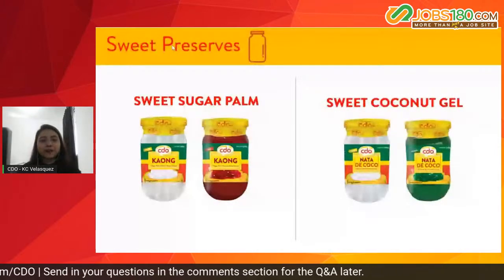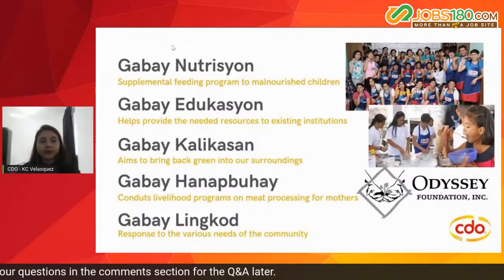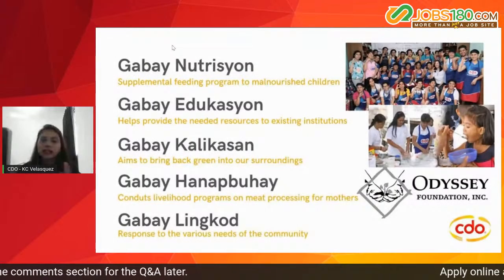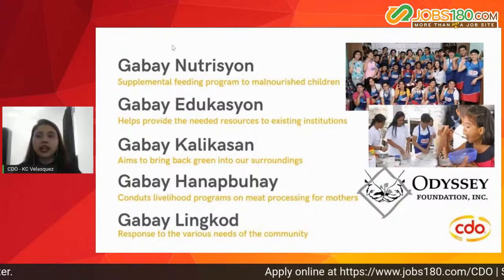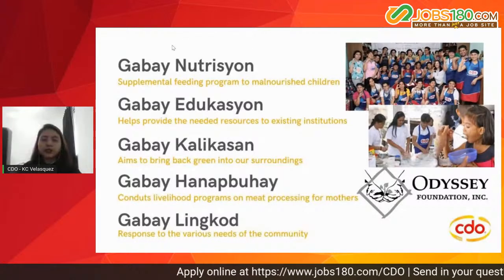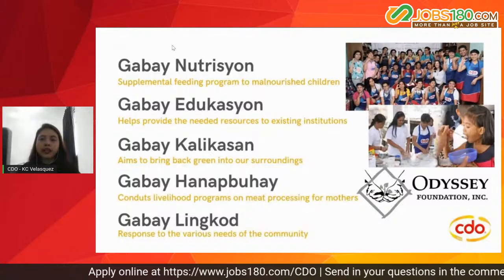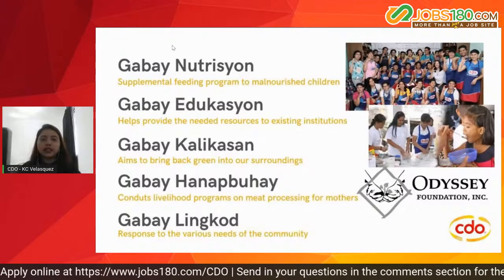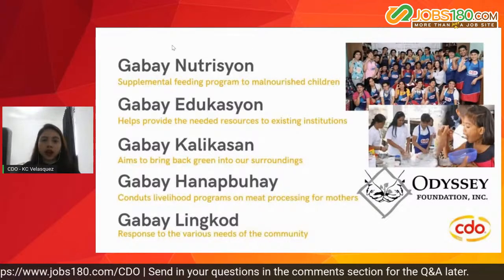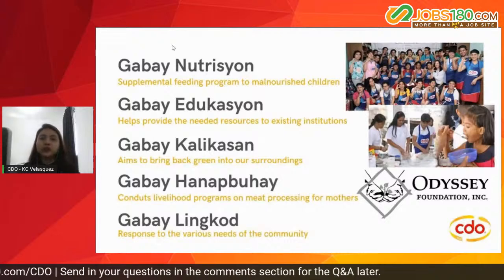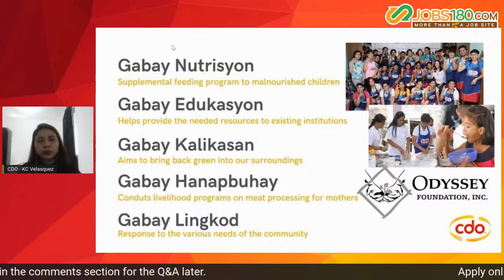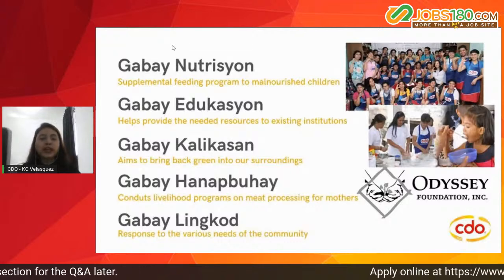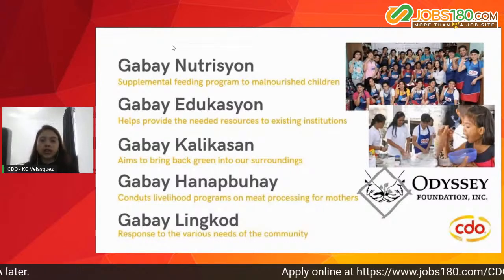And I'd like to share that aside from CDO as a business, we also have an NGO, Odyssey. This is the charity and voluntary arm of CDO Foodsphere, giving back to our communities and individuals. As of the moment, they are offering 5 streams or programs where you can join and participate.